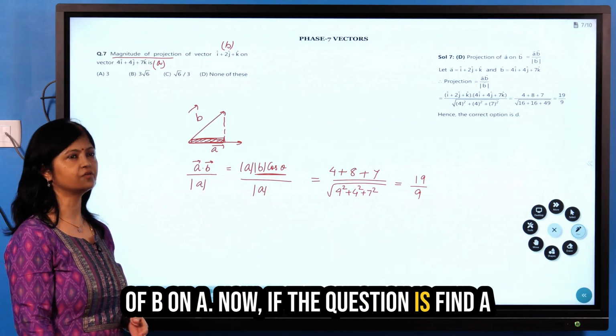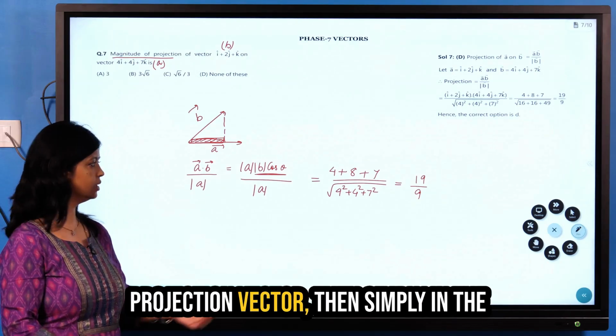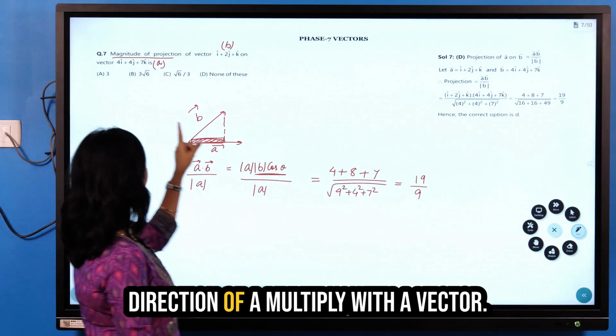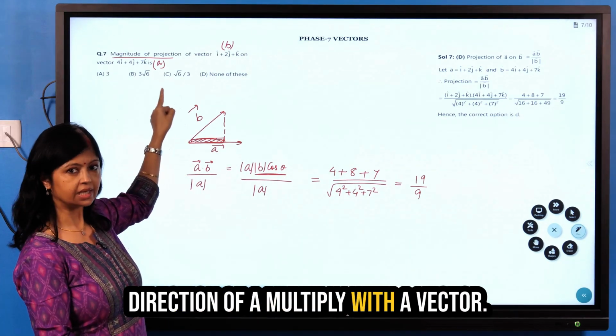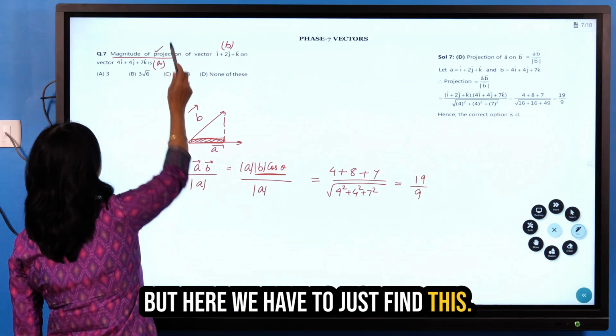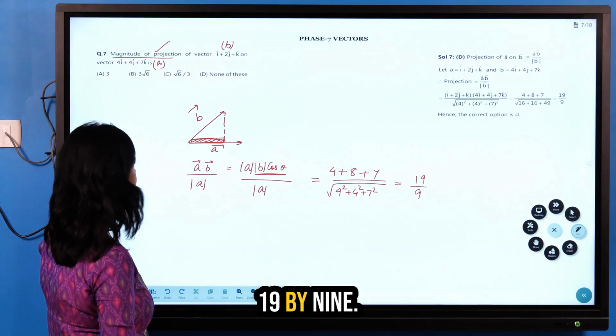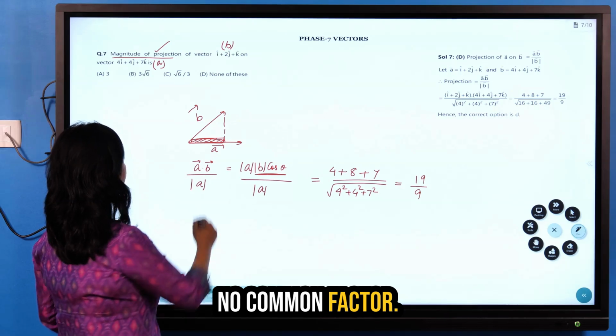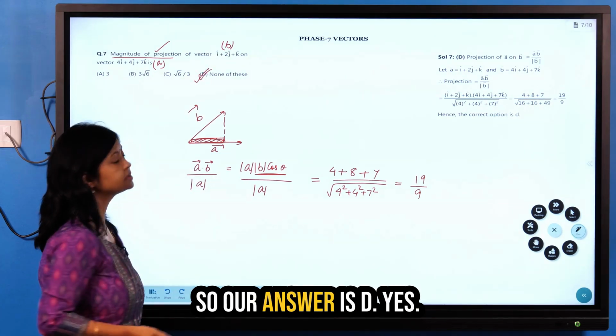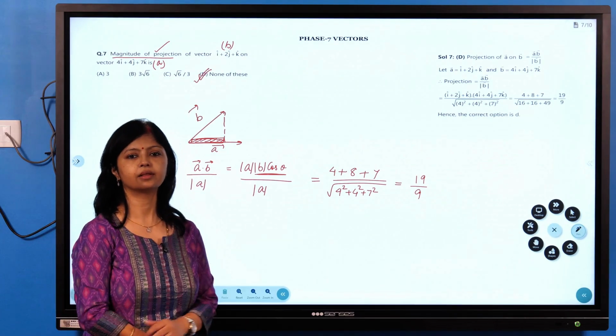Now, if the question is find the projection vector, then simply in the direction of A, multiply with the A vector. But here we have to just find this. So 19 by 9. Okay. No common factor. So our answer is D. Thank you.